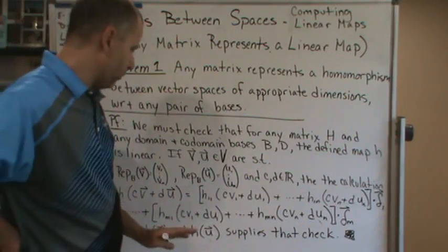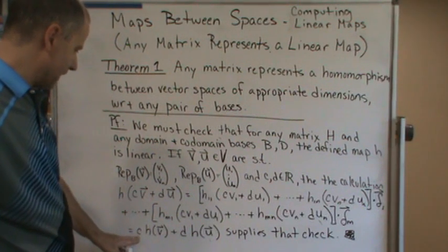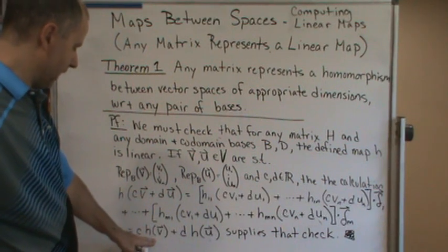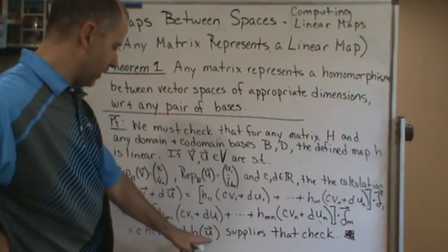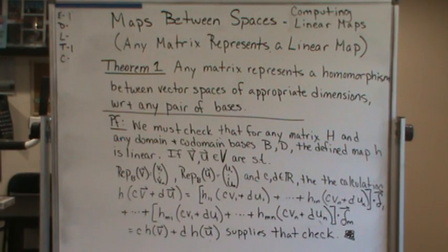And then finally, when we get all said and done, what do we end up with? We end up with C times H of vector V plus D times H of vector U, which supplies the check that we needed to do. And hence it's linear. And we're done.